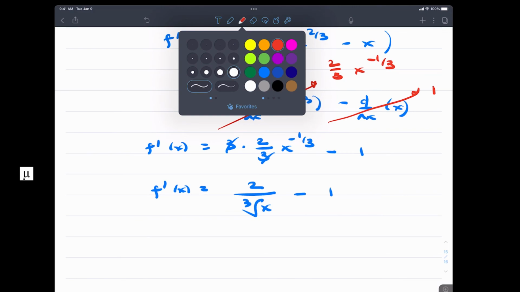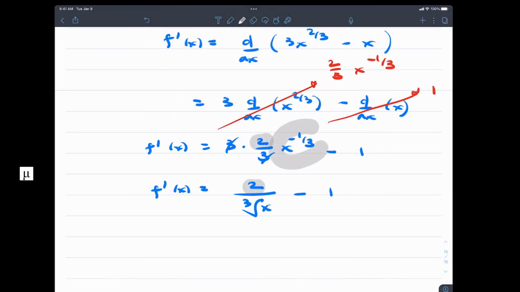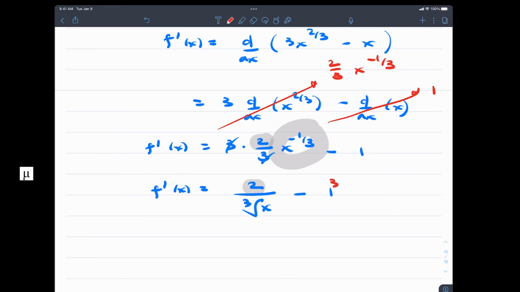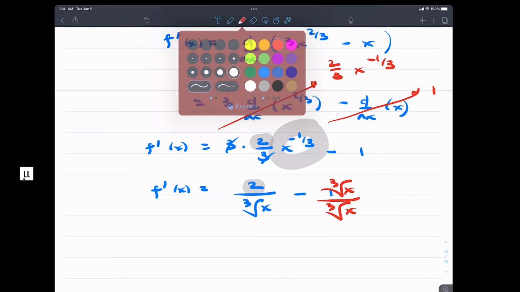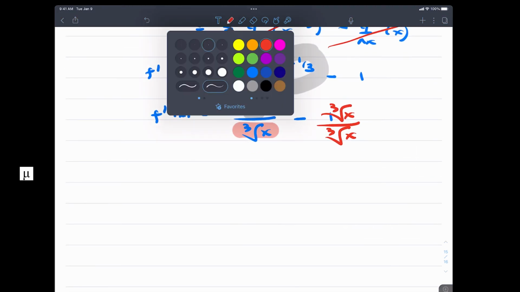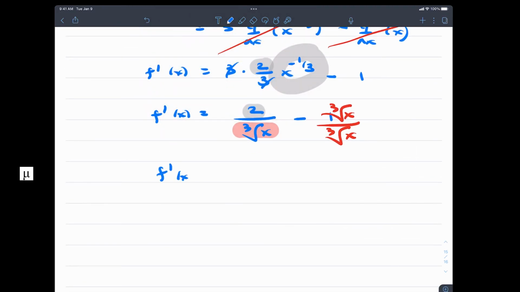Okay, you guys remember this? There's your constant 2. And then x to the minus 1/3, that's 1 over x to the 1/3, which is the cube root of x. So you're going to have to take a fraction again, subtract a whole number. Cube root of x, cube root of x. You might say why? Because you got to have the same denominator. Okay, you guys remember that? And there you go.